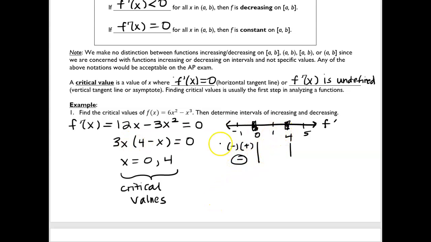If I plug in 1 to 3x, that's positive, and into 4 minus x, also positive. So this interval is positive. And if I plug in 5, I would have a positive and then times a negative. So that means this interval is negative.